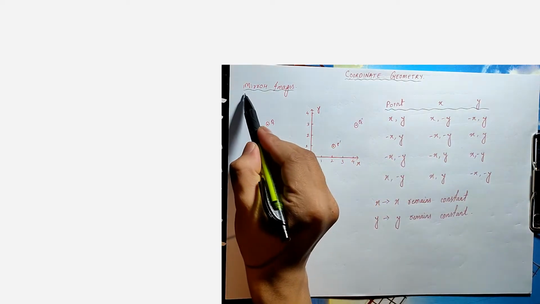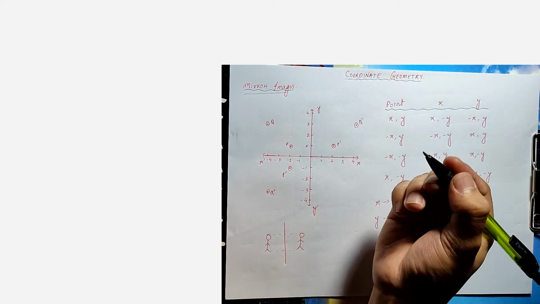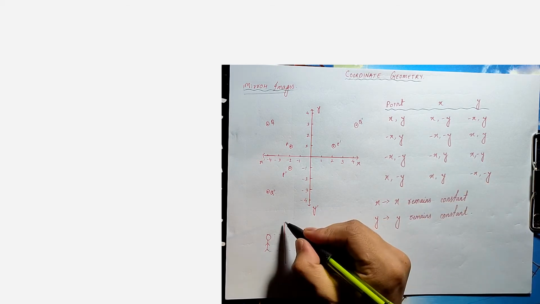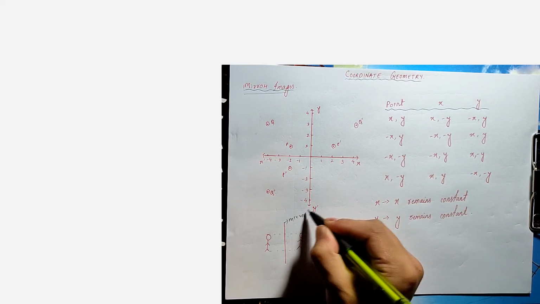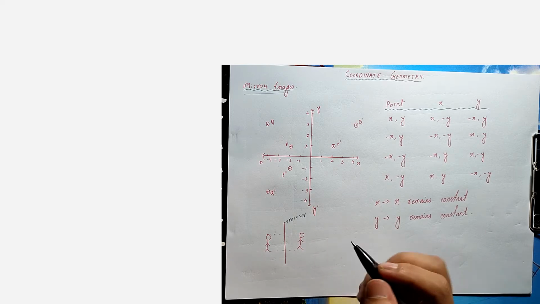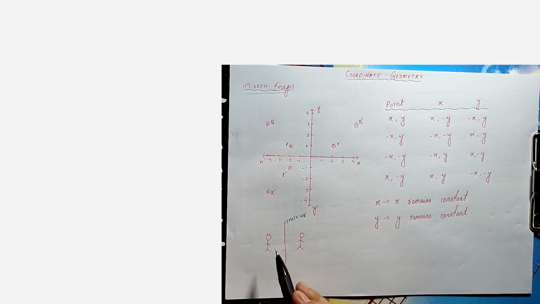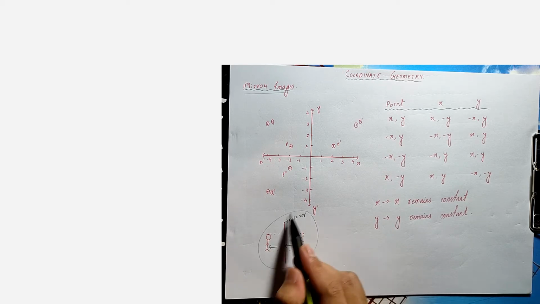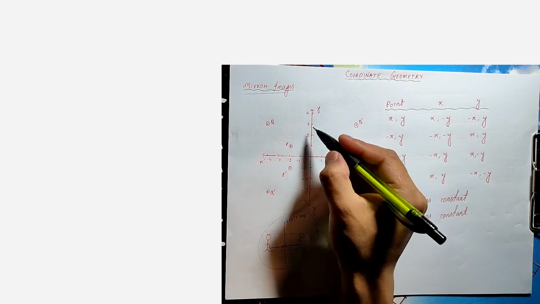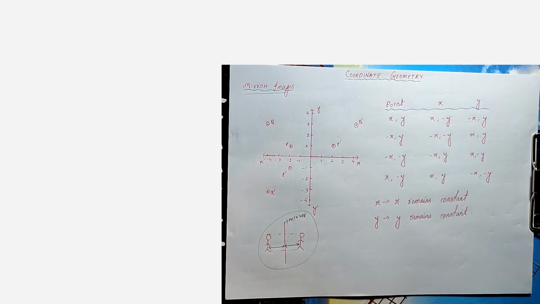Now let us discuss mirror image. What does mirror image mean? Let's say you are standing here, this is your mirror, so obviously you will see your image here. Now what are the properties of this image? The property is that the height of this image is equal to your height. So both heights are the same, and also the distance between you and the mirror and the distance between the image and the mirror is the same. So using these two properties, let us understand how the mirror images for these points are created.